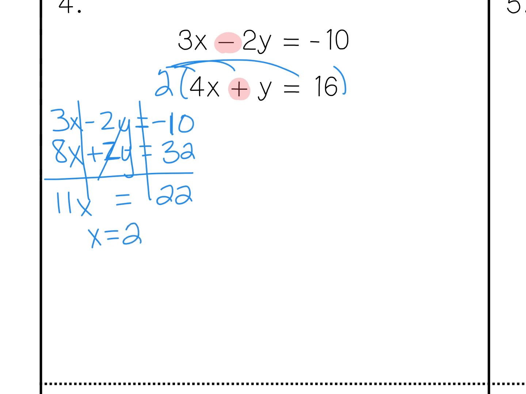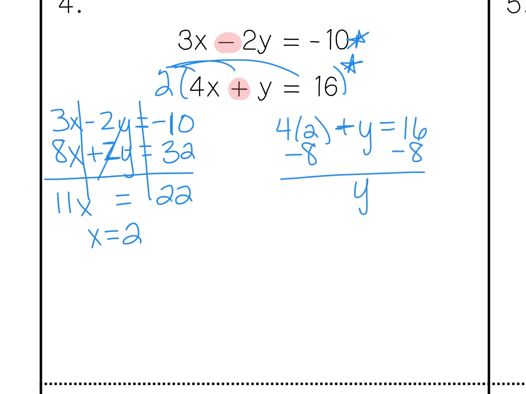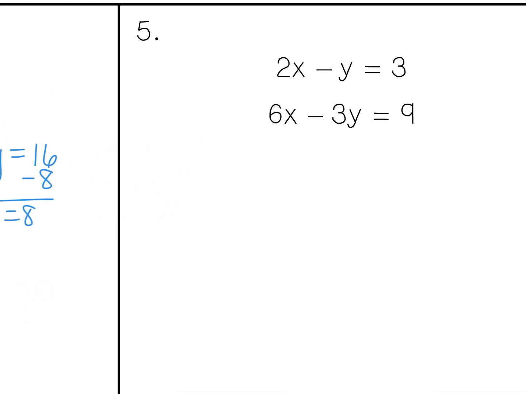Now, here's the trick. When you plug this 2 back in, you need to plug it into one of the originals, not into the one you changed. I'm going to choose the second one this time just to be a little bit different. So 4 times 2 instead of x plus y equals 16. I know that 4 times 2 is 8, so the inverse is to minus the 8. Y equals 8. So my solution, my coordinate point is 2, 8. So don't get lazy and try to squish things.